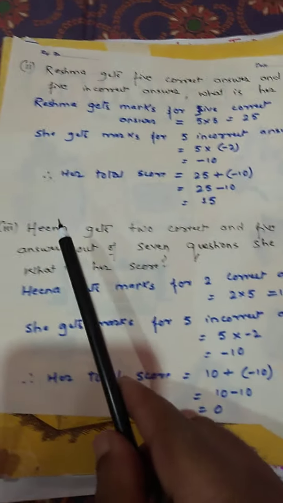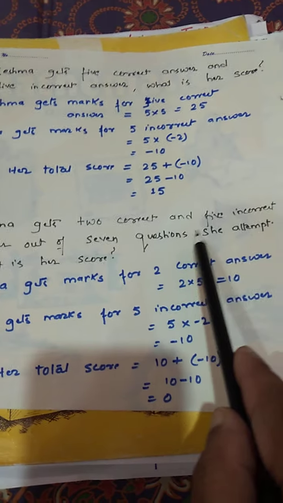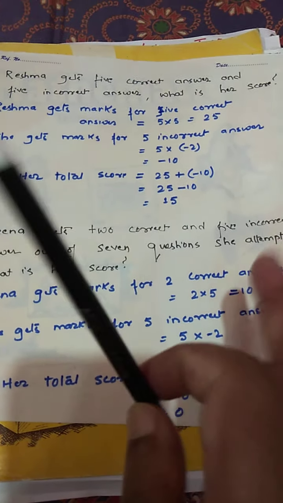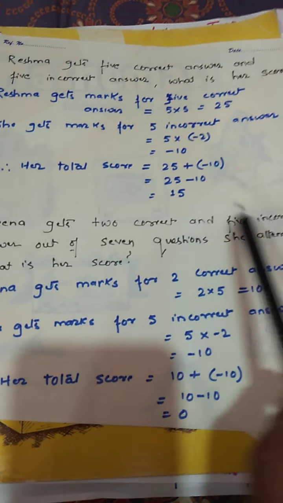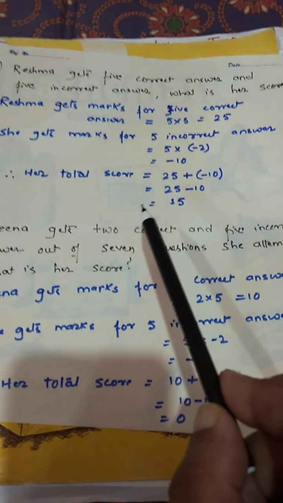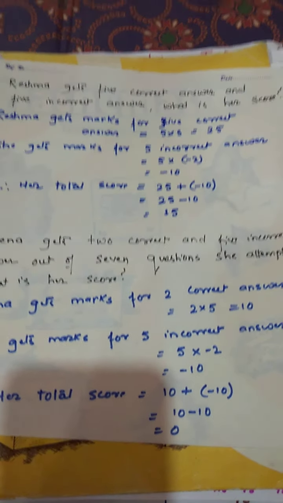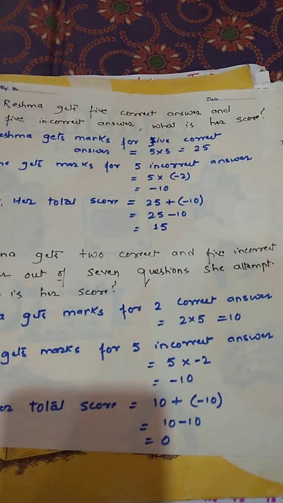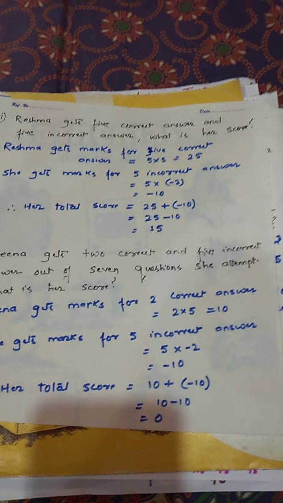Now the last character we'll discuss, that is Hina. Hina gets 2 correct and 5 incorrect answers. Now how many questions were there? 10 questions were there, out of which she got 2 correct and 5 incorrect. So altogether she attempted 7 questions, and 3 of the questions she has not attempted. In the question it was given that if anyone has not attempted a question, it will be taken as 0. So for those 3 questions she should not score anything.